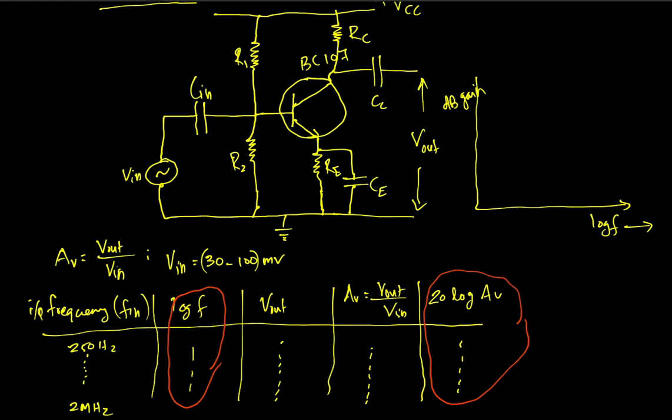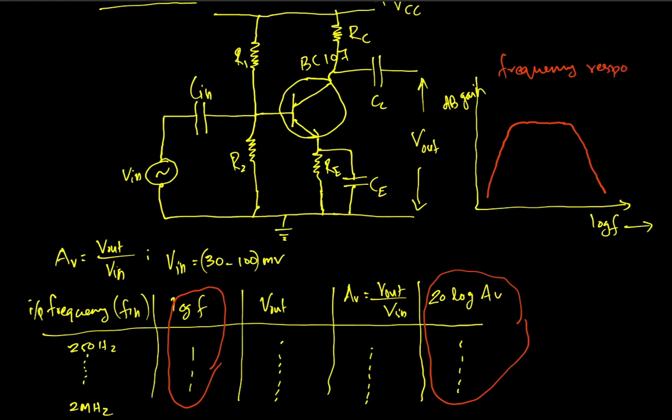So we will get a graph like this. When frequency increases the gain also increases, then it reaches a maximum and it will be constant there. Then after a particular value, as frequency increases the gain decreases. So we will get an output graph like this. This is called the frequency response.